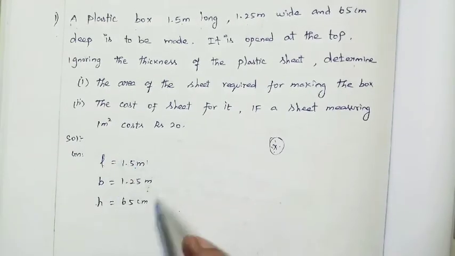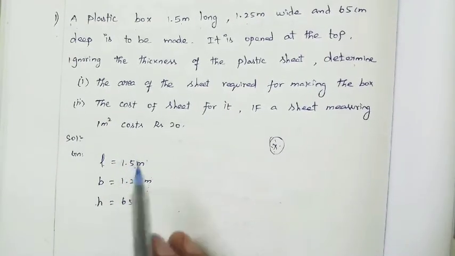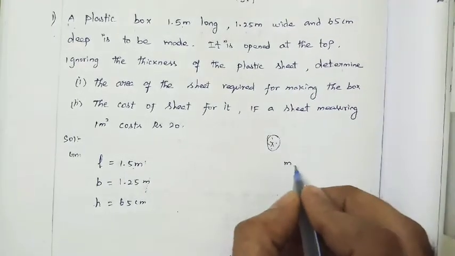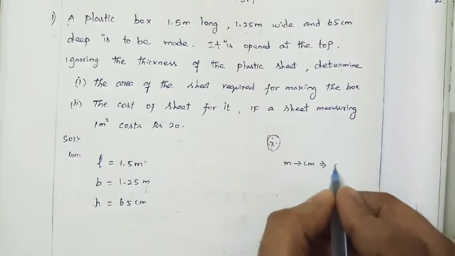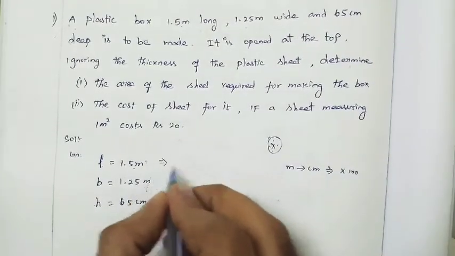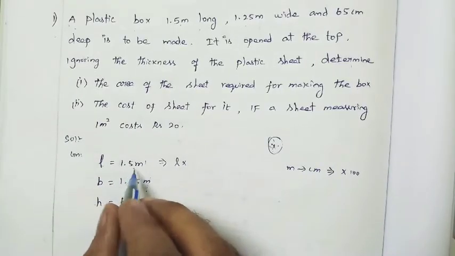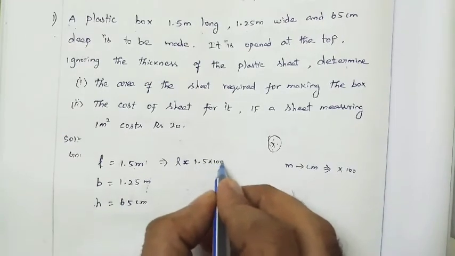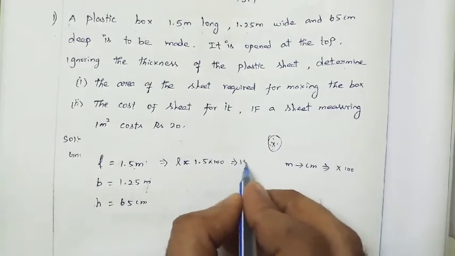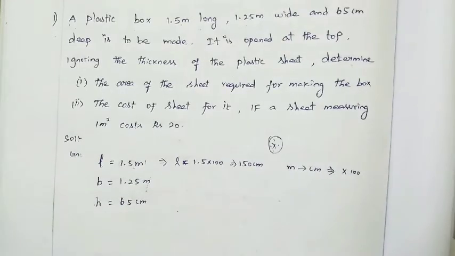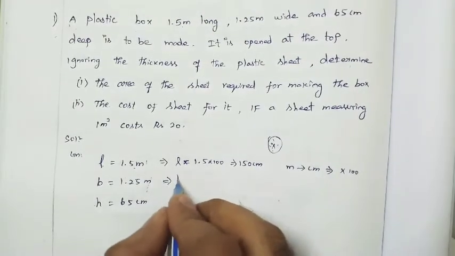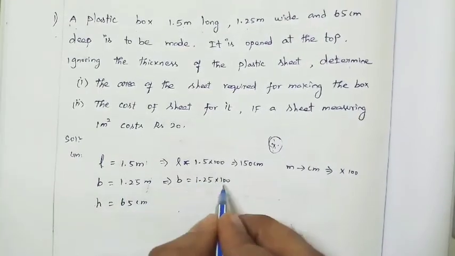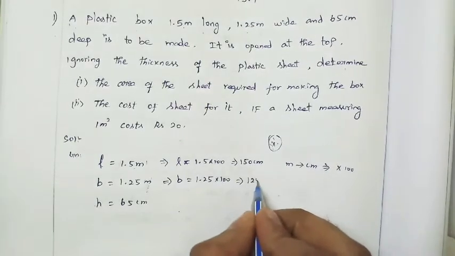I am just converting to centimeter because it is in the form of decimal. While we are converting meter to centimeter, the decimal will be removed, right? Converting meter to centimeter is nothing but multiplying by 100. So L is equal to 1.5 into 100, that is 150 centimeter. Next, breadth is equal to 1.25 into 100. Meter to centimeter, multiplying by 100, it is nothing but 125 centimeter.